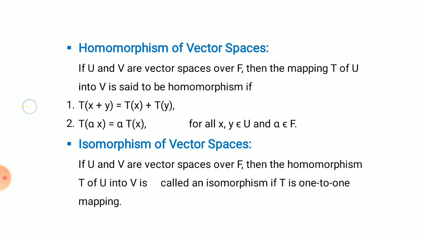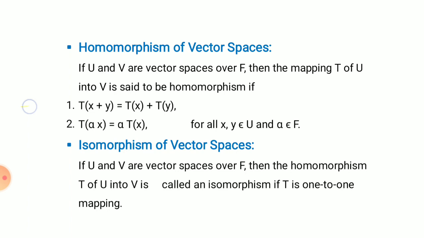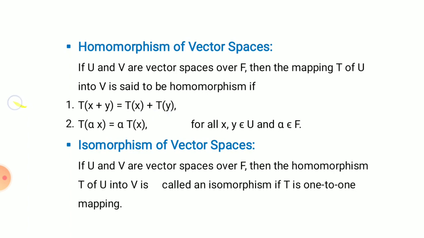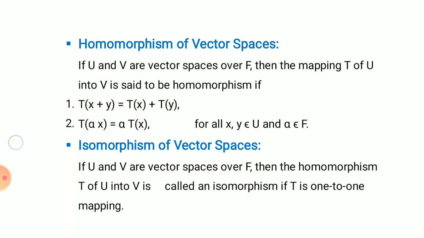If U and V are vector spaces over the field F, then the mapping T of U into V is said to be homomorphism if T of x plus y is equal to T of x plus T of y, and the other condition is T of alpha x is equal to alpha T x, where alpha and x are the elements of vector space U and alpha is an element of a field F. If these two conditions are satisfied, then the mapping T of U into V is said to be homomorphism.